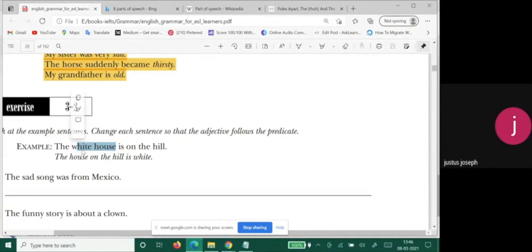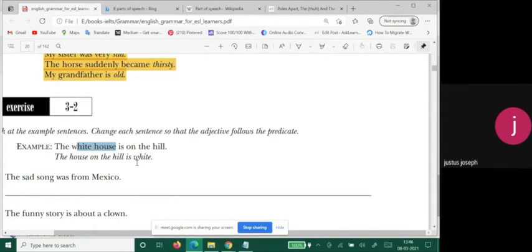Okay. So this is a normal sentence structure. The White House is on the hill. The White House is on top of the hill. The house on the hill is white. This is another way of writing the same sentence. Look, two sentence structures you have learned. You can write both ways, both mean the same.